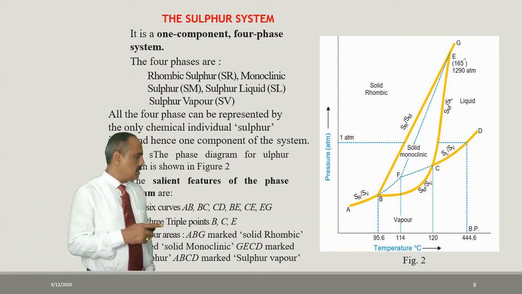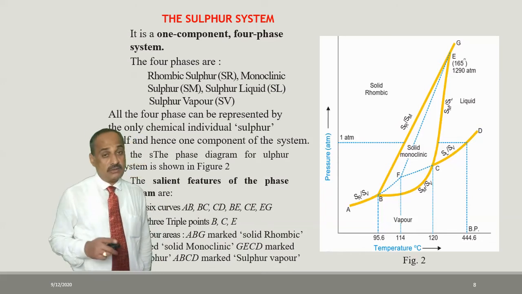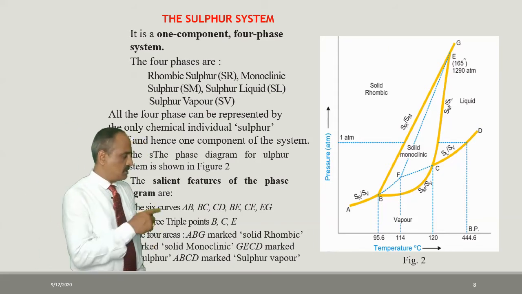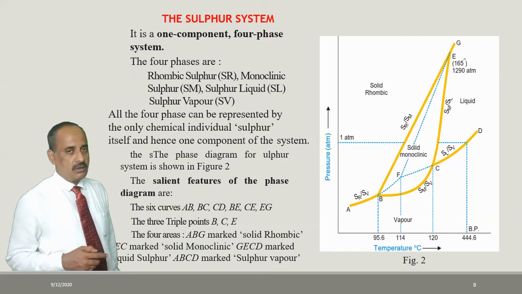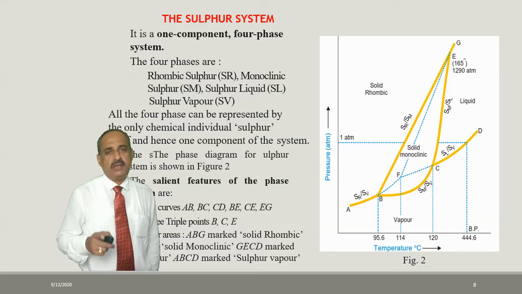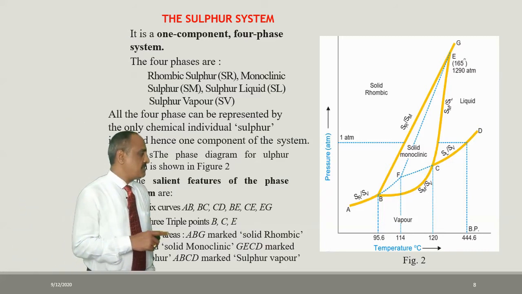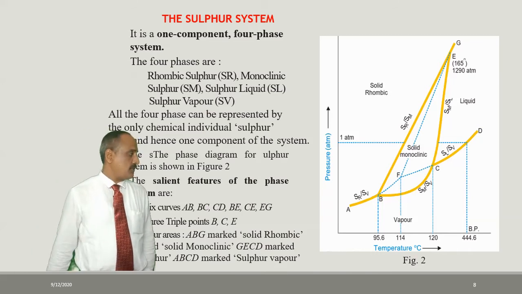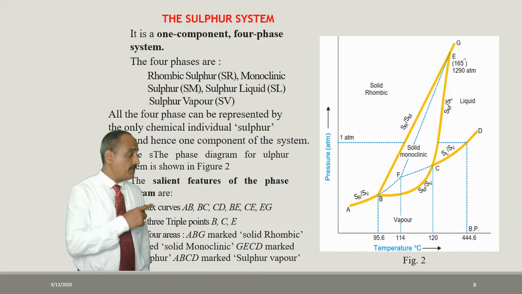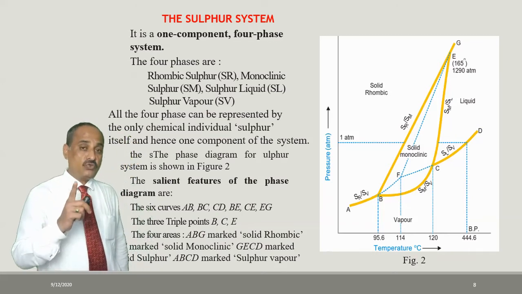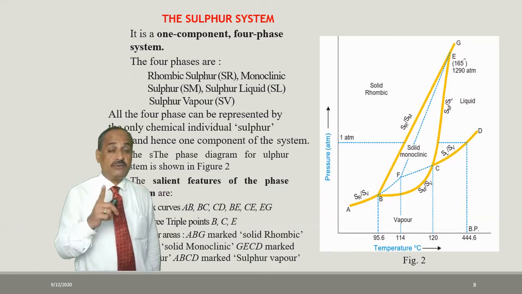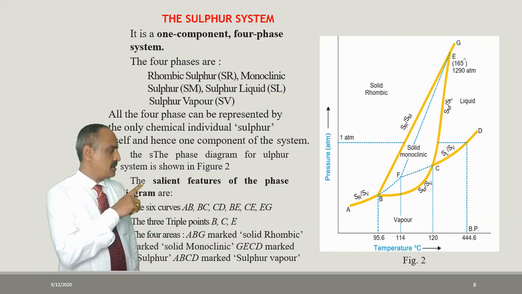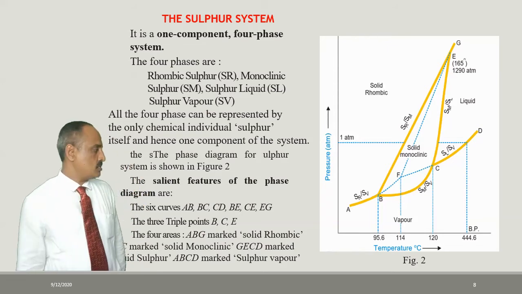Now, if you see the phase diagram of this system, the diagram is very different from the water system. You can give the salient features of this diagram in the same manner as the water system. There are 6 different curves in this system, that is curve AB, BC, CD, BE, CE and EG. Again, there are 3 different triple points in this system, but there is only one triple point in the water system. Here in the sulphur system there are 3 different triple points, that are B, C and E. You can see in the diagram, the first one is B, then C and then at the upper side it is E.